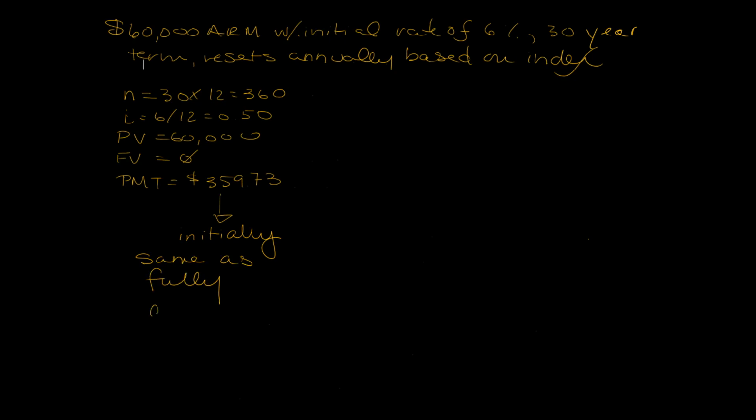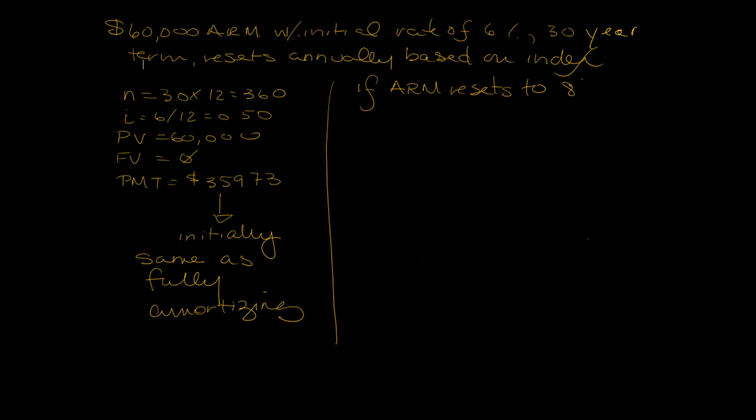But now, what if the market index were to rise at the end of 1 year and change the interest rate on that mortgage to 8%? What would be the new payment amount? Well, first we have to find what the loan balance is. We can calculate the loan balance as either the future value of the payments that were made or the present value of the remaining payments. So let's do the future value of the payments that were made.